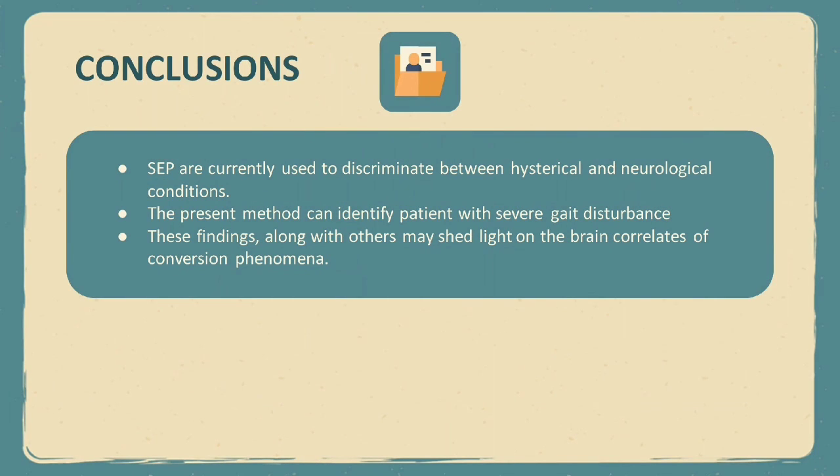On clinical grounds, somatosensory evoked potentials are currently used to discriminate between hysterical and neurological conditions. The present methods can identify patients with severe gait disturbance who had the near total absence of SEP response on the scalp during the symptomatic period, which normalized after recovery. This finding, along with others, may shed light on the brain correlate of conversion phenomena.